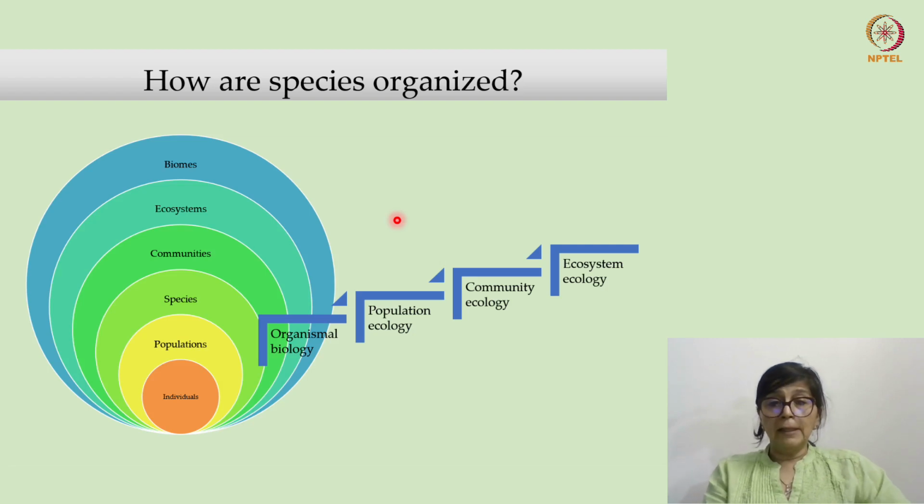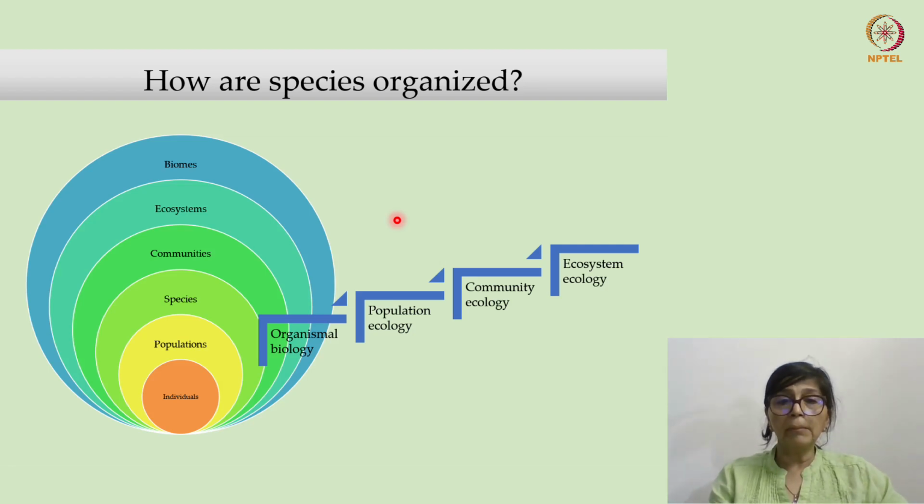If we talk about individuals, the science that studies these organisms is done by organismal biologists. The next level is population ecology: people who study populations, fluctuations in population, how population dynamics is maintained, and what the conditions are, all come under population ecology.